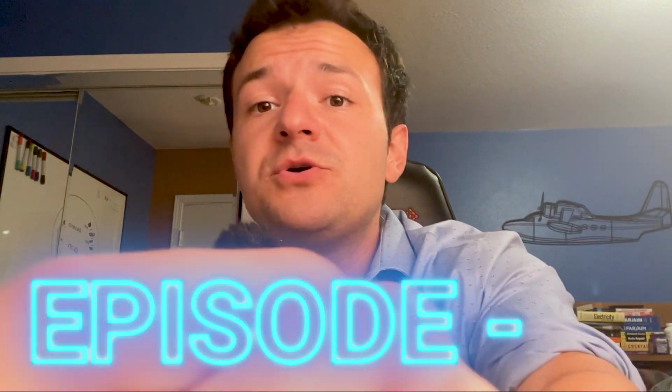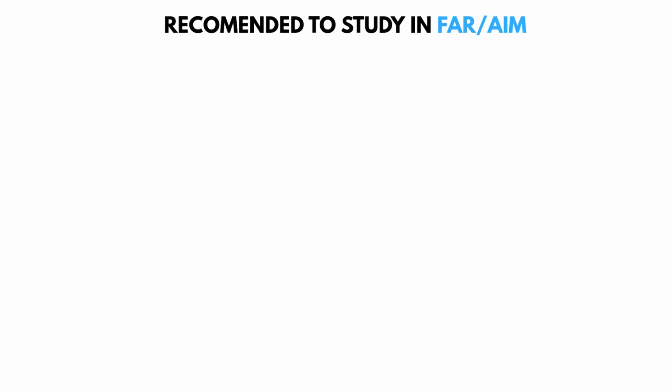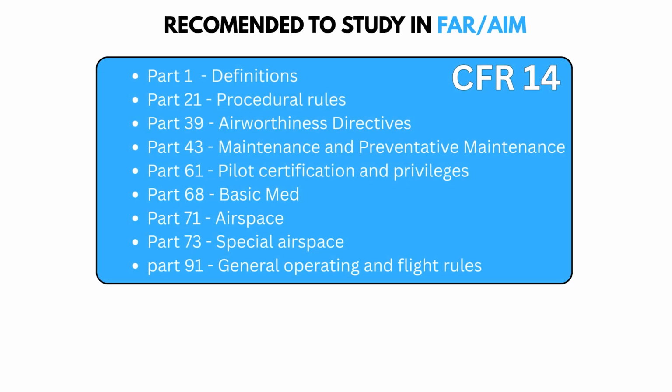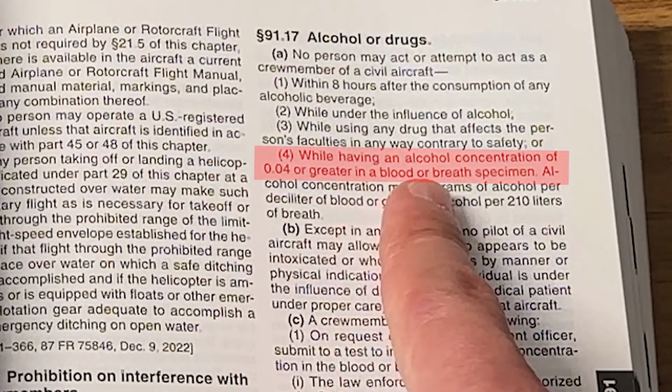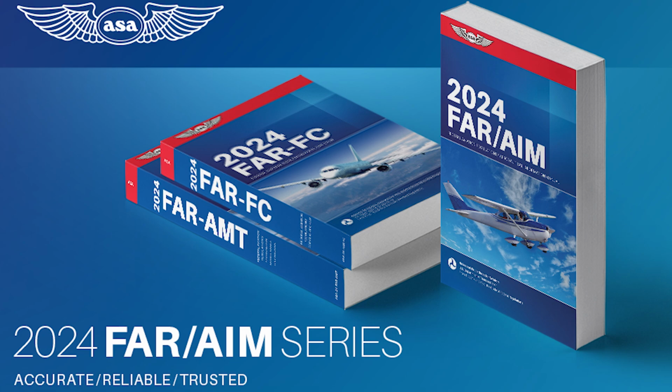Welcome to episode 5, part 1 of the Blue Skies Private Pilot Crash Course, where we'll be going over the structure of the FAR AIM, how to read it, and about half the sections you need to be familiar with. The rest will be gone over in part 2, because this is a fat book.